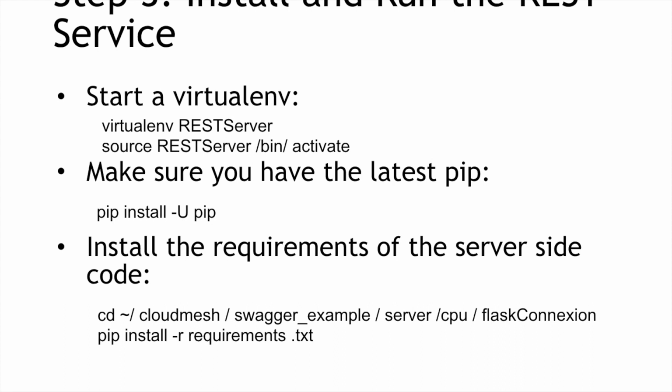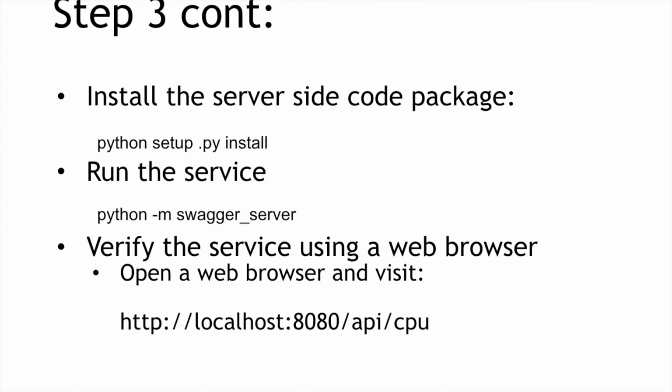So update your pip, then you go to the directory where you have your code generated. You call pip install -r requirements.txt for the requirements. Then in the next step, you need to do python setup.py install, and now you can run the server with simply python -m swagger_server. This happens in one terminal. Please don't Control-C this, but just keep it running.